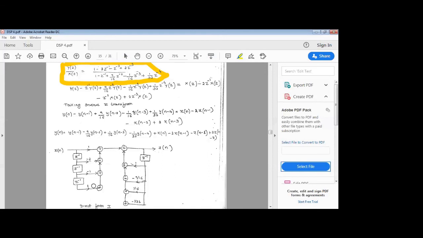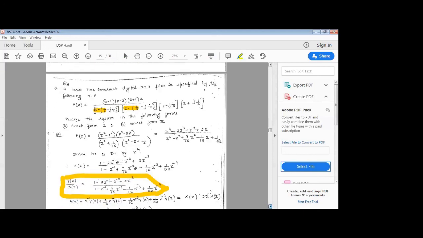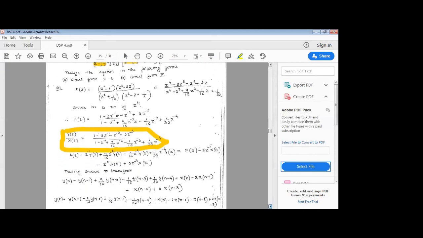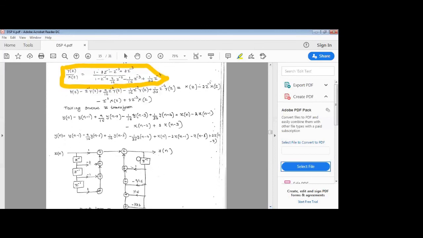Okay, that's it. When it comes to the poles, of course, for the poles, the direction has to be changed. What has happened, if you see here, in the direct form 1 structure, there is a change in the sign of your poles. So what will happen? It will become -1, +1, minus 9 by 16, plus 1 by 16, and minus 1 by 32.